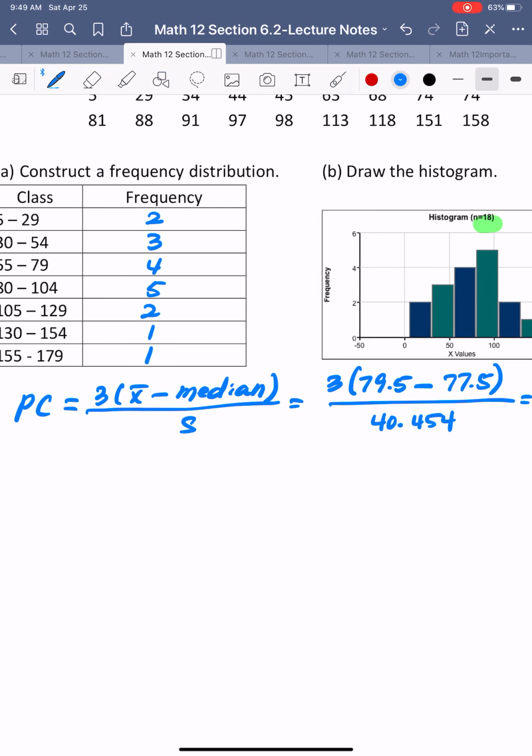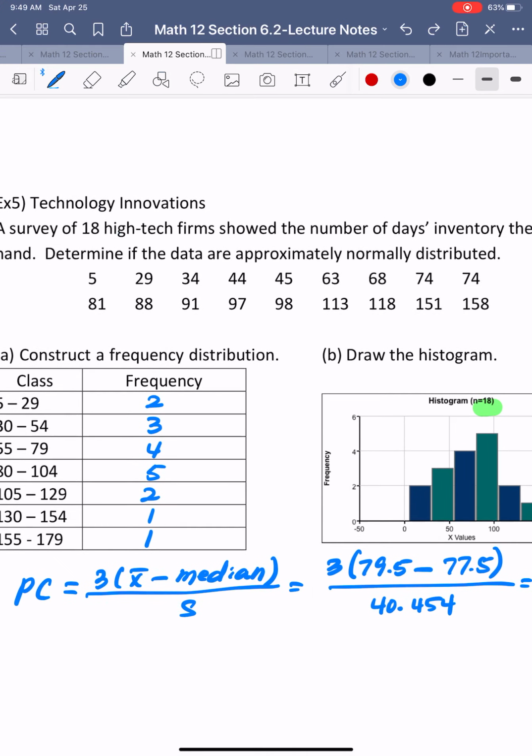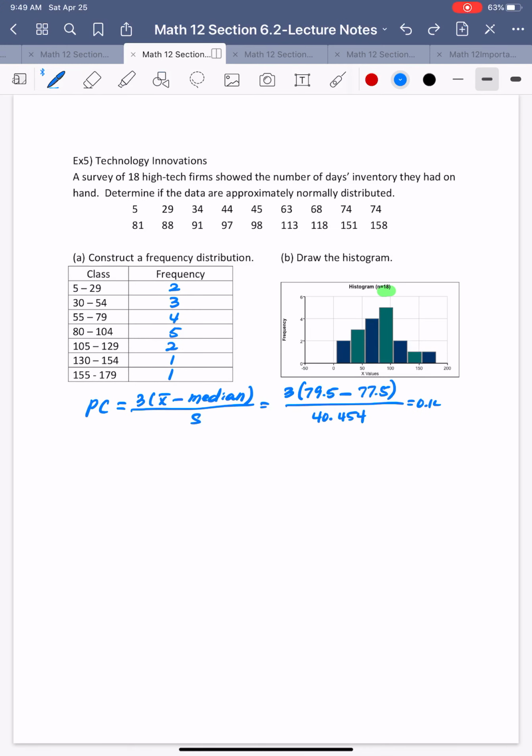So because of that, this does not indicate significant skewness, which means we can consider it a normal distribution.